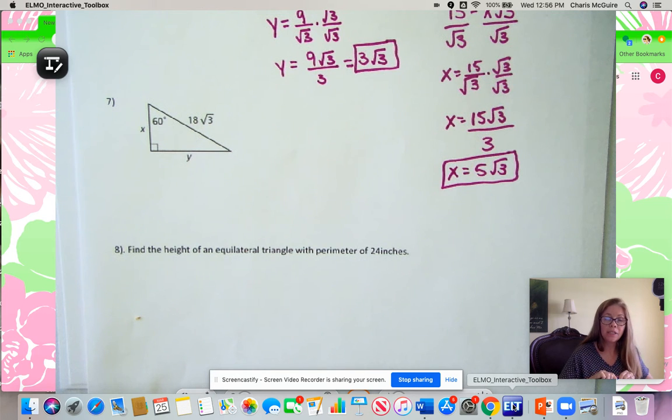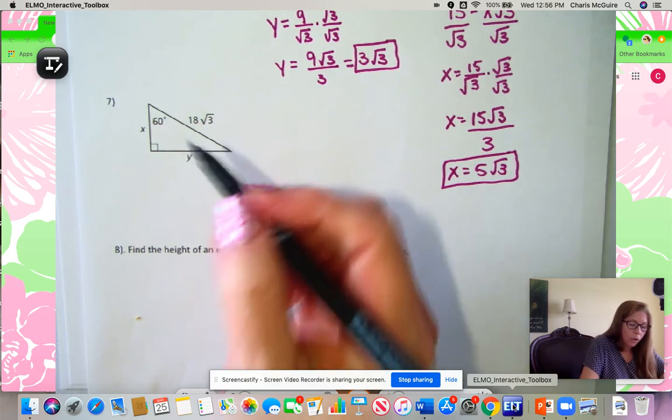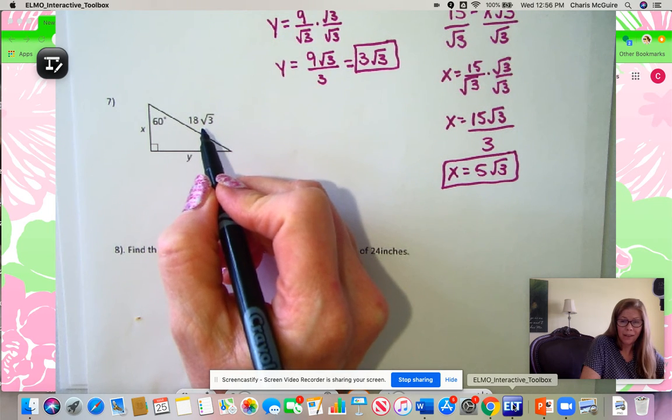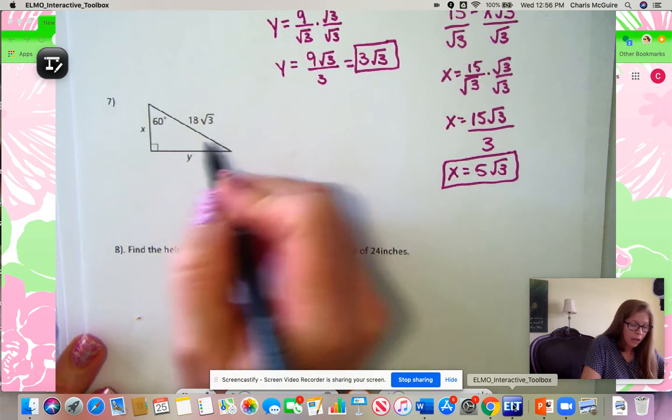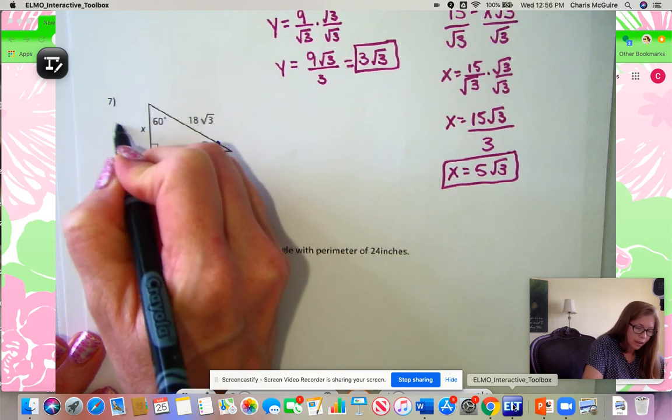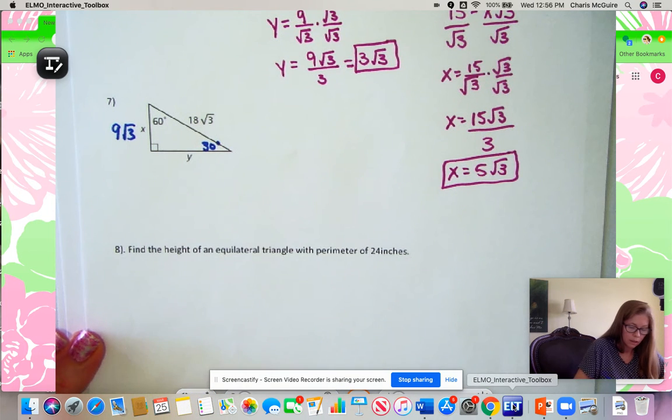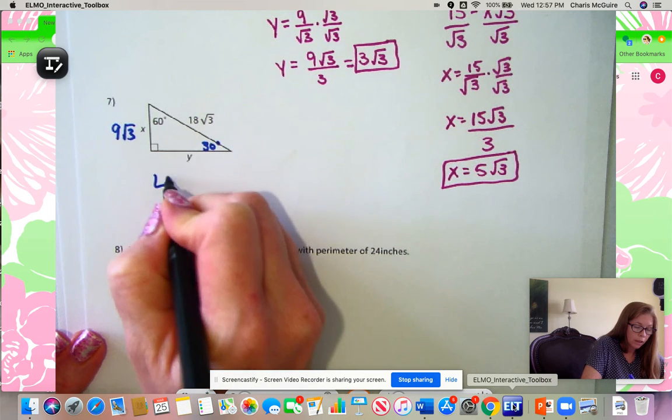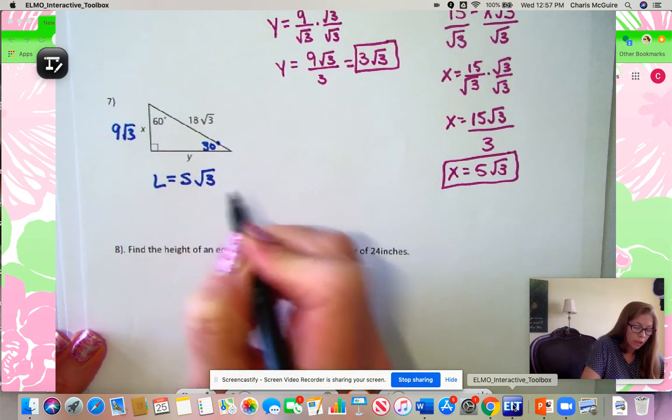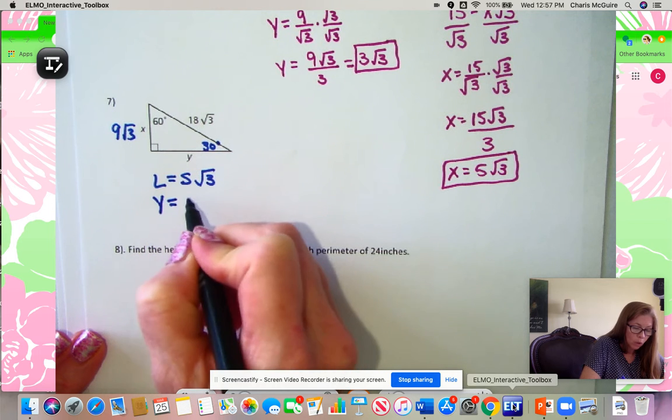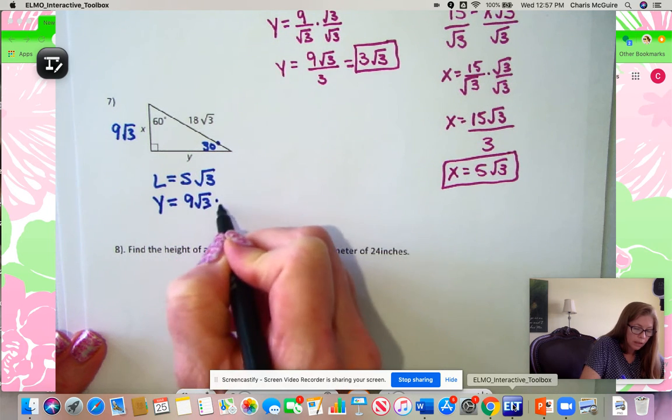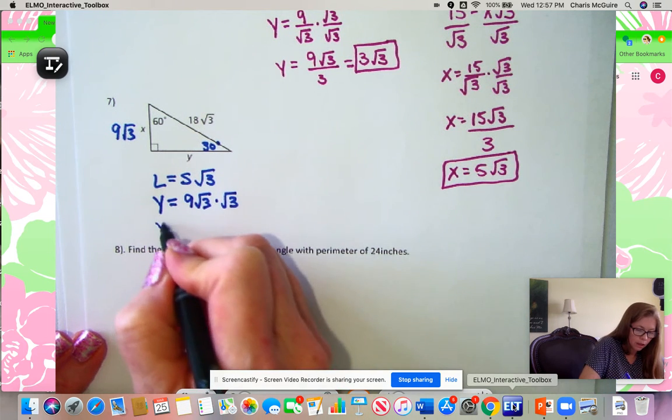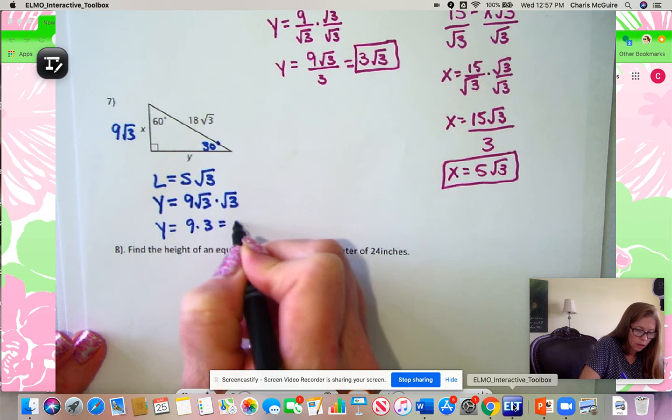All right, so for number 7 here, we have got the hypotenuse, right? And it's kind of strange, but we just need to cut it in half. Did you cut it in half? Divide by 2 so that x is 9 square root of 3. All right, and then to find the long leg, remember the long leg equals the short leg times the square root of 3. So to get y, we're going to do 9 square root of 3 times the square root of 3. Square root of 3 times square root of 3 is 3, and 9 times 3 is 27.